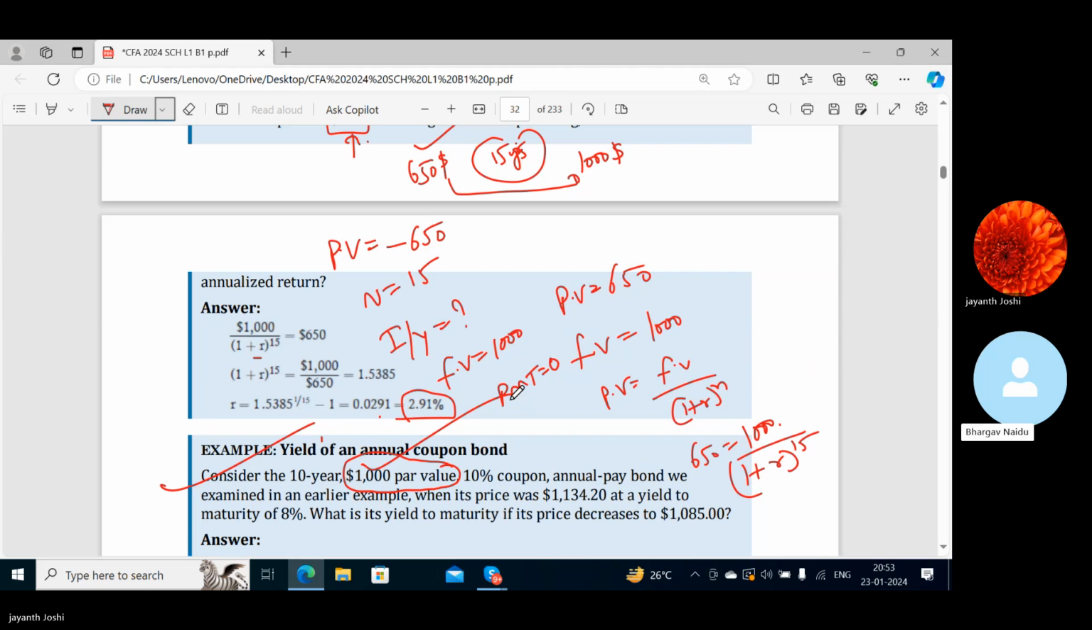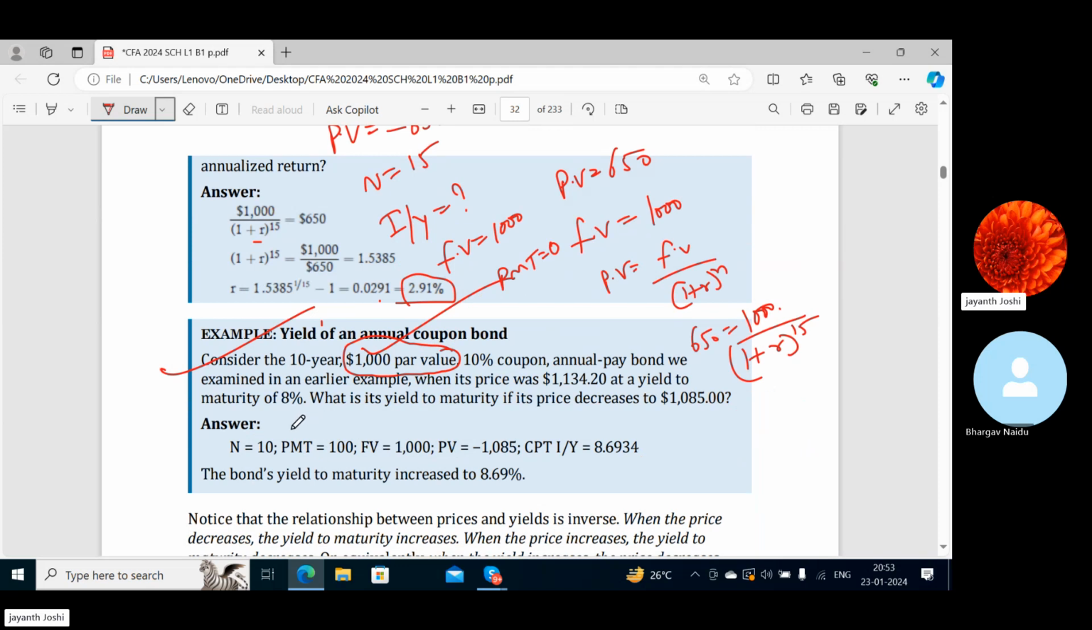Sir, an error is coming every time I put in the values. Okay, we will see. See, N is 10 years. PMT is 100 because the bond is paying you a coupon of $100. This is a coupon paying bond, not a zero coupon bond. Future value is always 1000. Present value is minus 1085 because you are investing that.